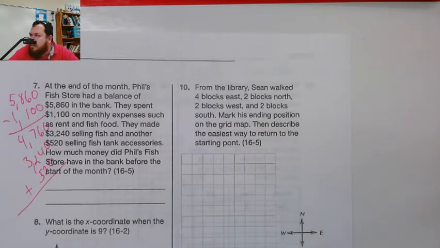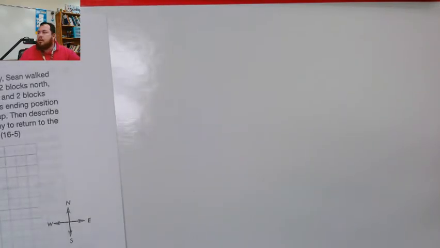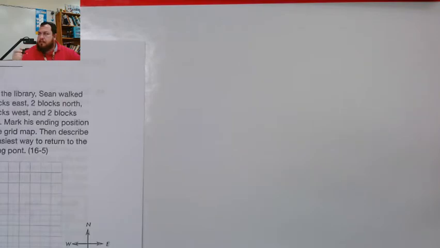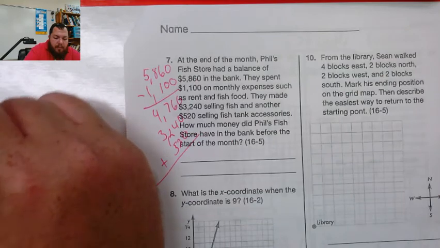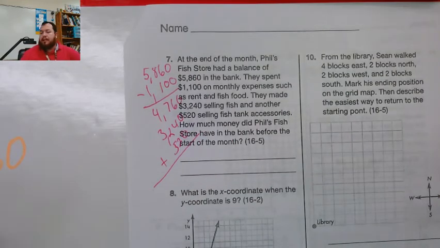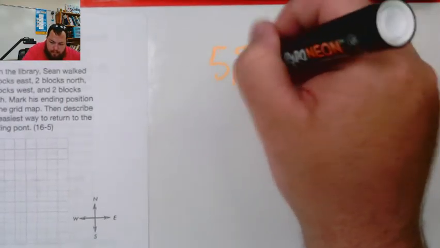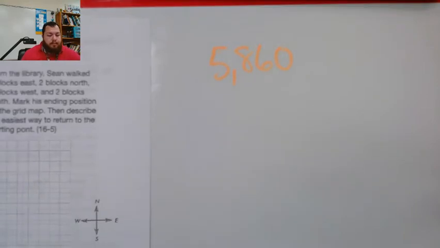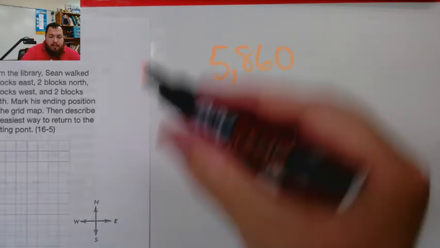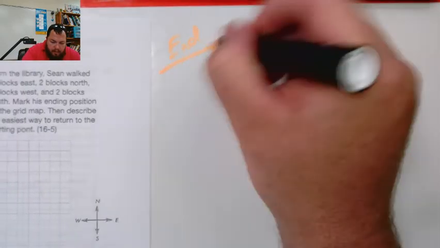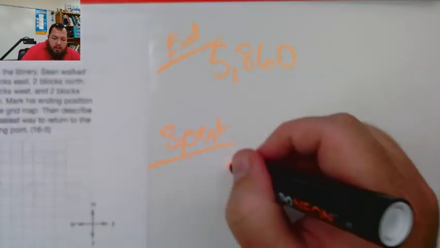Okay, I did something wrong on number 7. Can you guys figure out what I did? I'm going to use this right here. So at the end of the month, let me do it this way. They had $5,860 at the end of the month. Actually, we're going to have to go this way. But they spent, that's at the end of the month. So we're going to put end right there. They spent $1,100.